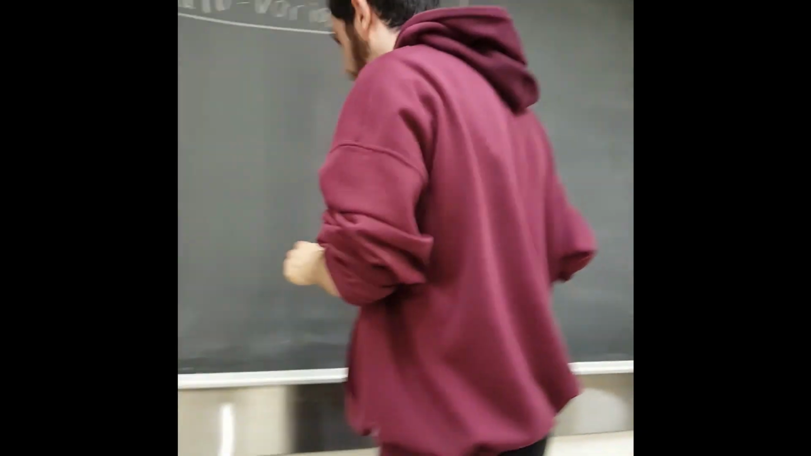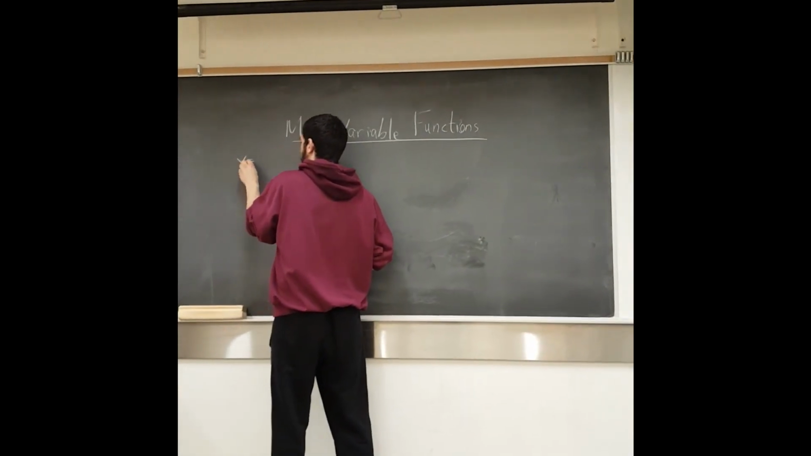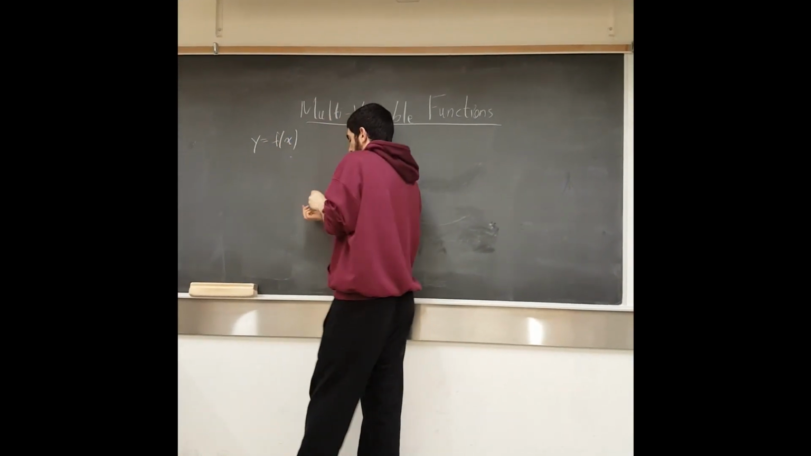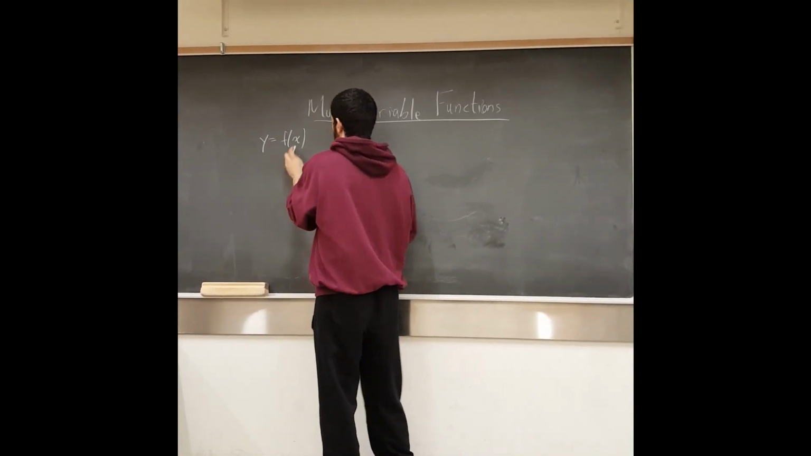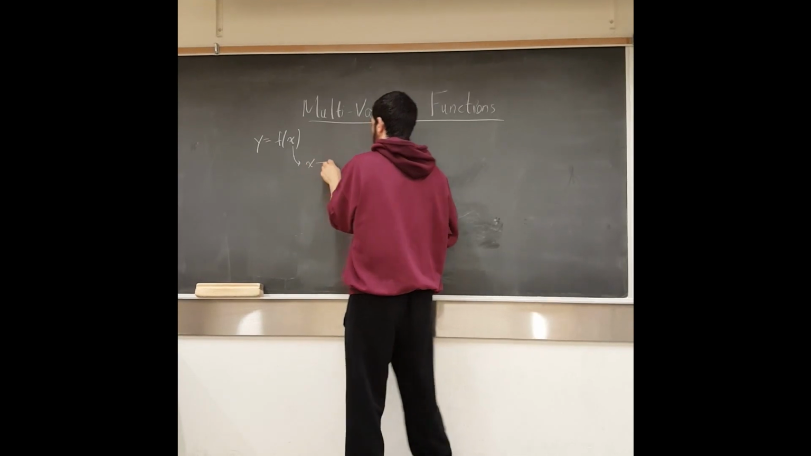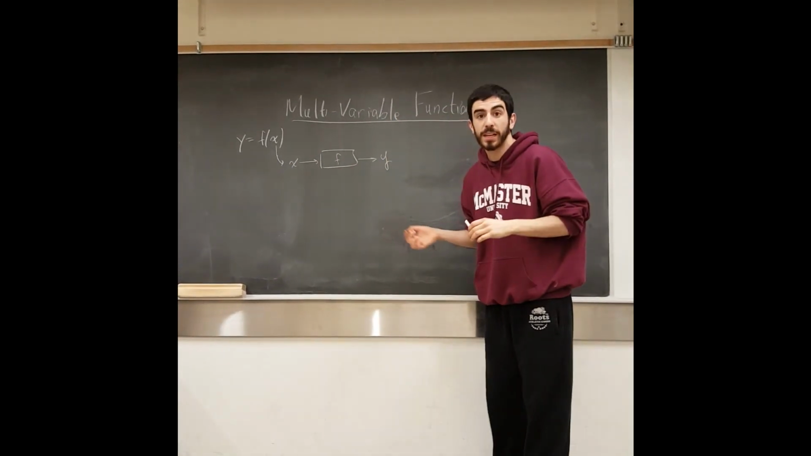Multivariable function. How does a multivariable function look? Well, the functions we're used to, it might look something like this: maybe y is equal to f of x. What does this mean? It means that we have a machine, we call it f. Every time you give me a value for x, I stick it into the machine, and then I give you back some y.